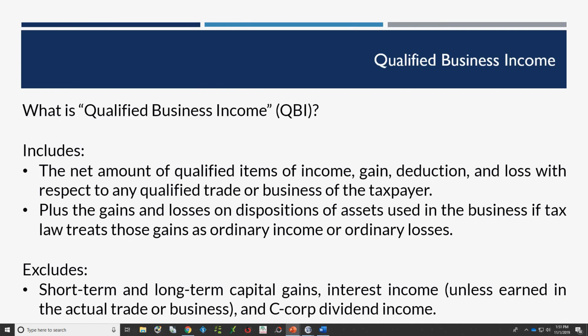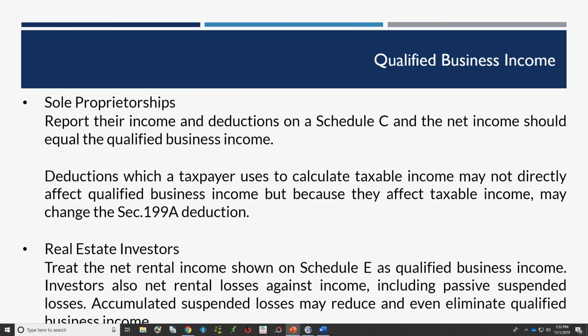The exclusion part here is important. Short-term and long-term capital gains, interest income unless earned in the actual trade of the business, and C Corp dividend income are excluded. Capital gains, whether short-term or long-term, go on a Schedule D. Schedule B is interest income, and C Corp dividends typically come through Schedule K-1. Those things are not going to qualify as qualified business income.